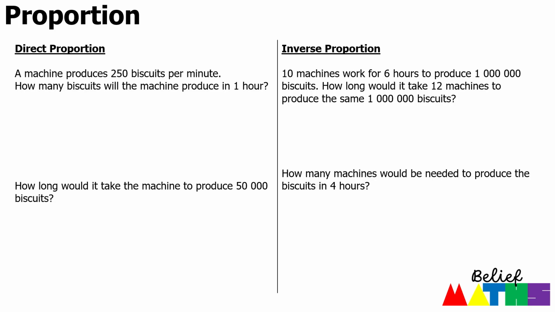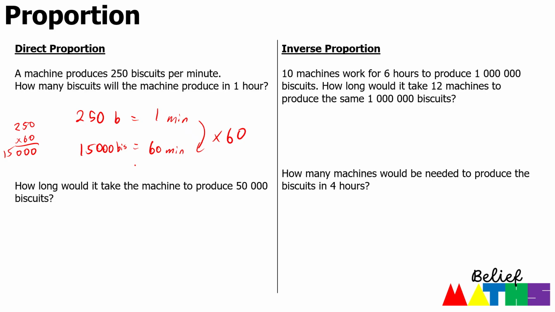So looking at the direct proportion, it says a machine produces 250 biscuits per minute. How many biscuits will it produce in an hour? Well, it's given us 250 biscuits in 1 minute. An hour is 60 minutes. So therefore, all we're doing is multiplying by 60. So we can just do 250 times 60, which gives us, carry 3, that's 12, 15. So you get 15,000 biscuits. So therefore, how many biscuits will it produce? 15,000 is my answer.